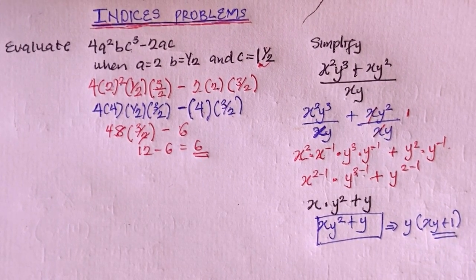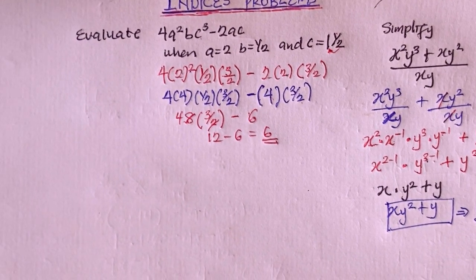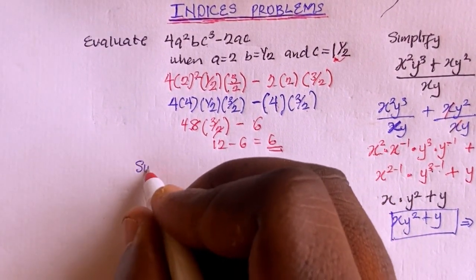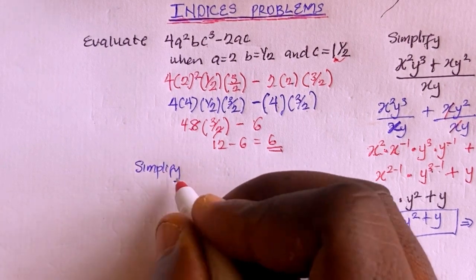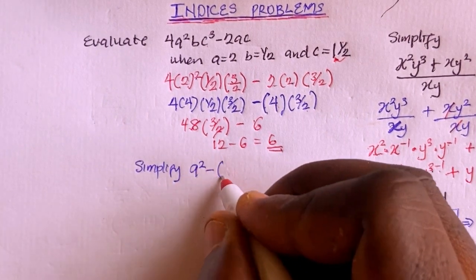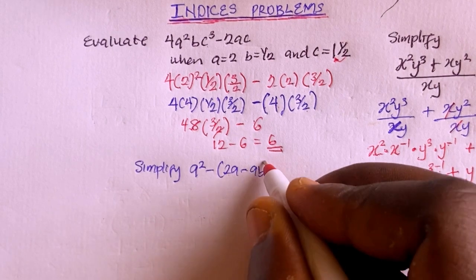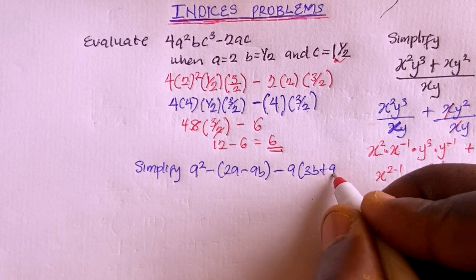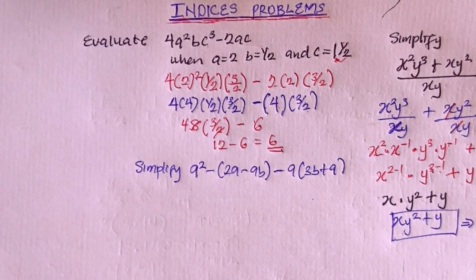So now let's go ahead and solve another expression. Suppose you are given an expression and you are asked to simplify a squared minus into bracket 2a minus ab, then close the bracket, minus a into bracket 3b plus a. It's very simple. Go ahead and solve this question.